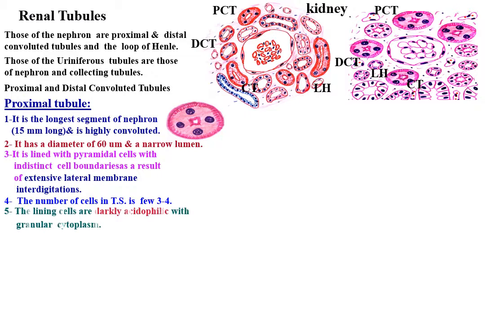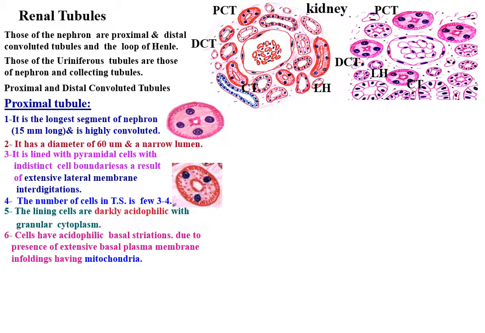The lining cells are darkly acidophilic with granular cytoplasm. The cells have acidophilic basal striations due to the presence of extensive basal plasma membrane infoldings, having mitochondria. The cells have free acidophilic brush border as a result of the presence of long microvilli. This brush border is rich in alkaline phosphatase enzyme.